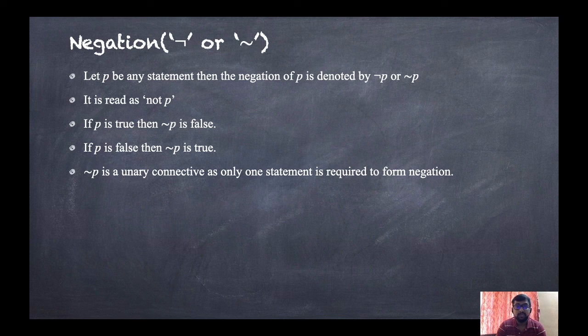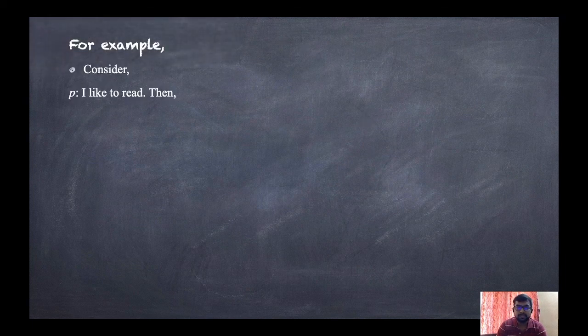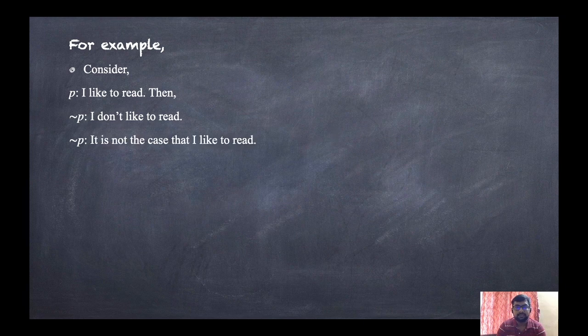Now, not P is a unary connective, as only one statement is required to form the negation. For example, consider the statement P as "I like to read". Then, what will be the negation? "I don't like to read." Or we can also state it like this: "It is not the case that I like to read." So, both are the same. We can conclude any of them.